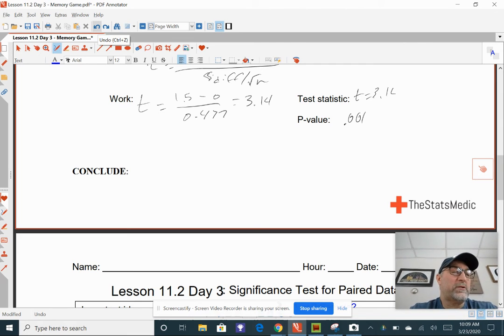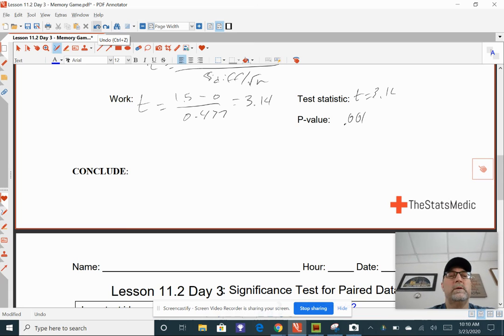Assuming there's no difference between strategies, there is a 0.001 probability of getting a sample mean difference of 1.5 or more purely by chance. All right, I'm going to post this so you have it. Therefore, because our p-value is less than 0.05, we reject the null. So there is convincing evidence that the mean difference in strategies, the number of words they memorize, is greater than 1.5. So that tells us that strategy 2 is better than strategy 1.